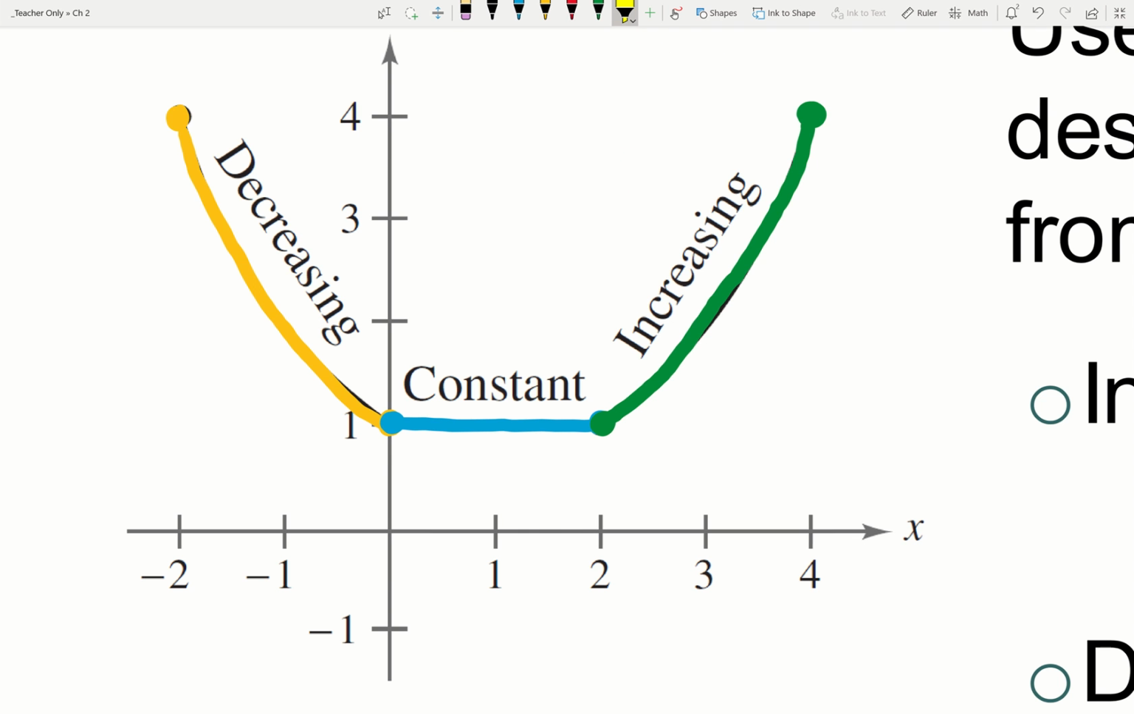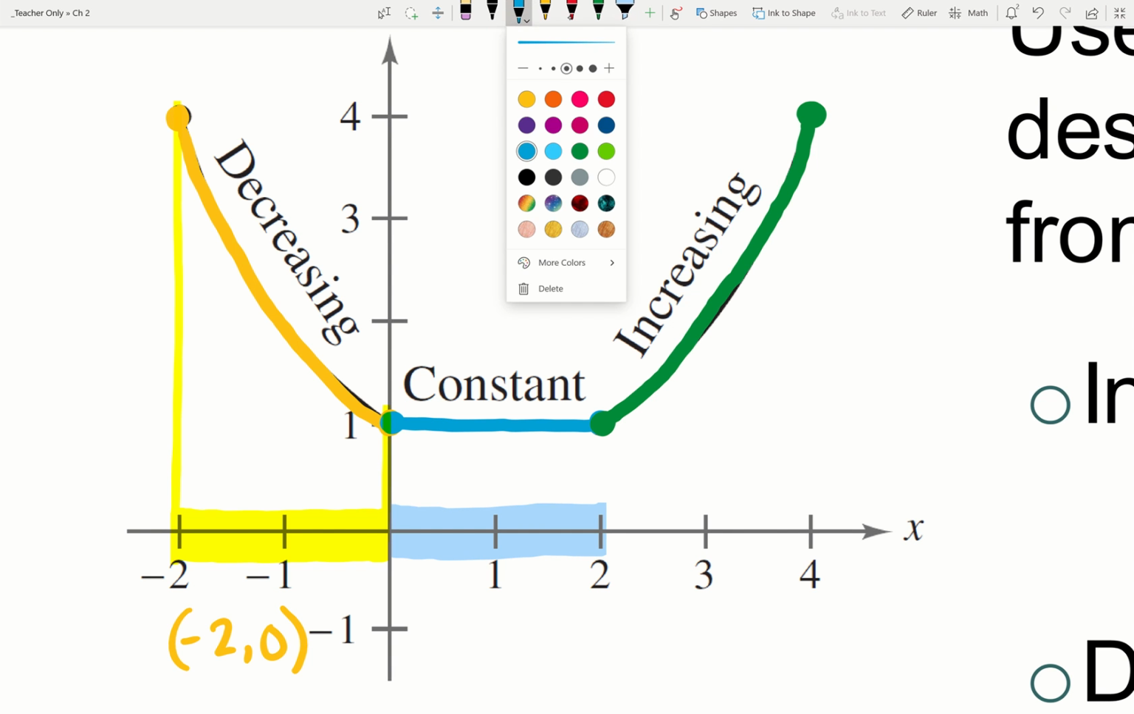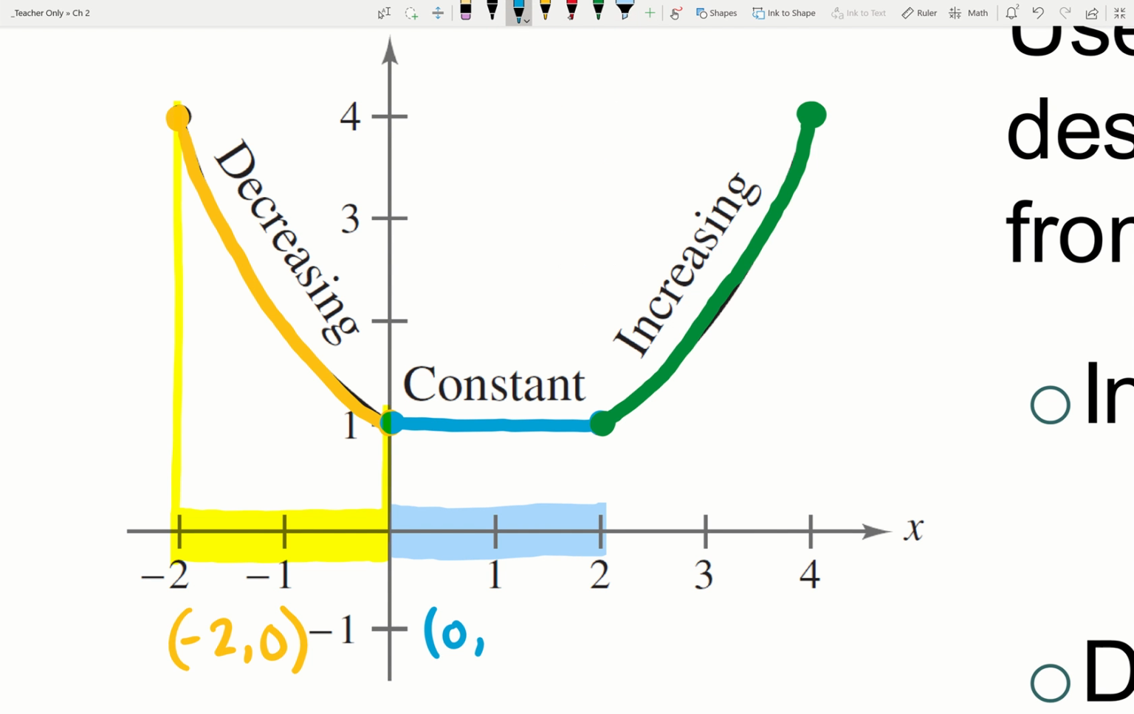So if I look at the x values for that, my decreasing region starts here at an x value of -2, and we reach 0 where we stop decreasing. So this would be an interval on which I am decreasing, from -2 all the way to 0. And then after that, we would be constant on the interval from 0 all the way until I reach +2. So that is a region on which I am constant, so from 0 to 2.